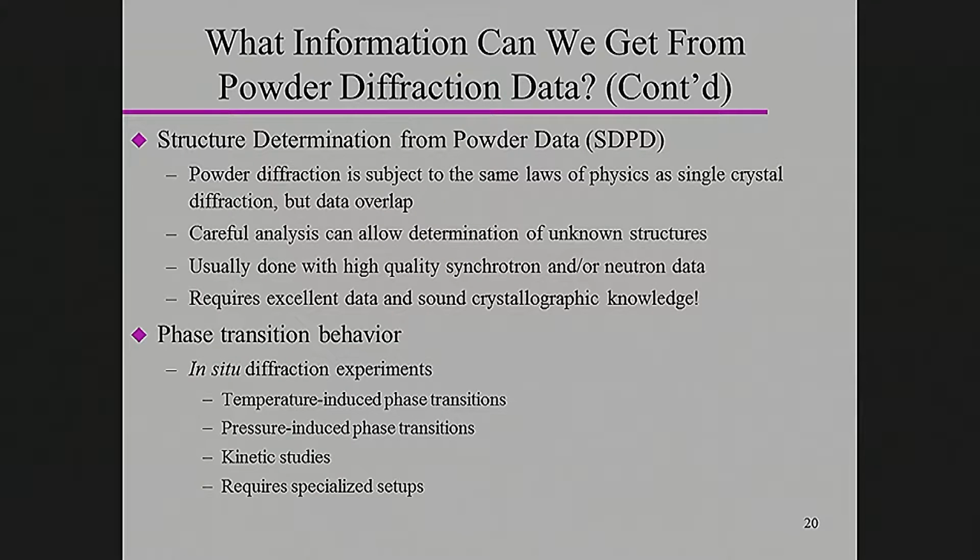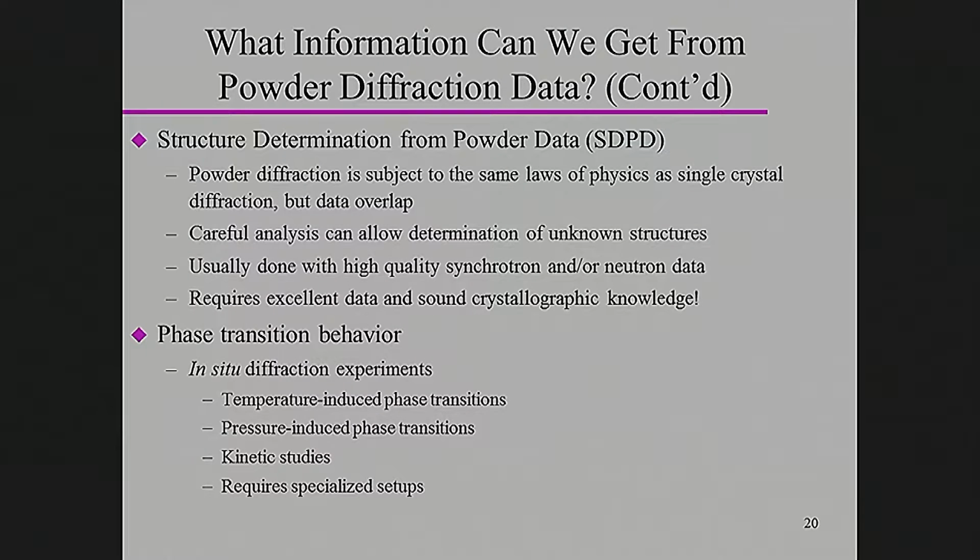Usually, this does require synchrotron or neutron data. Okay? Structure determination from lab data, in very rare cases, may be possible and actually work, but in general, you need better data than that if you want to determine a structure from powder. In addition to the good data, you need very good crystallographic knowledge because a lot of things can go wrong when you try to determine structures from powder.